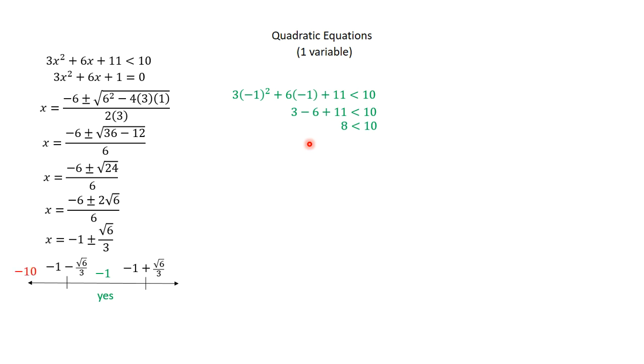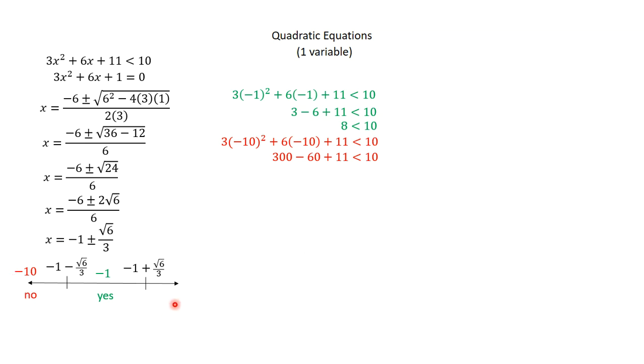Then a number less than that, negative 10. This isn't going to be anywhere near negative 10. So choose negative 10 and plug it in. We can multiply. So 300 minus 60 plus 11 is less than 10, which we don't even need to figure out, because no, that's not going to be less than 10. 300 minus 60 plus 11, no, that's way bigger than 10.